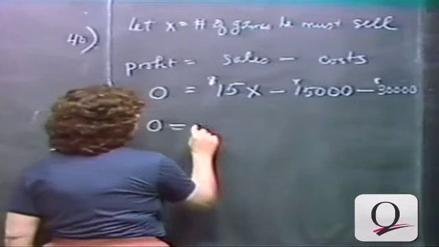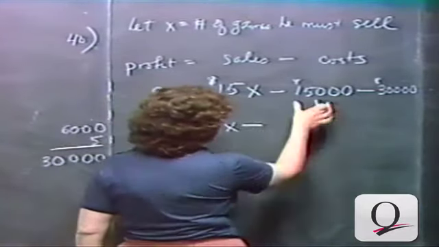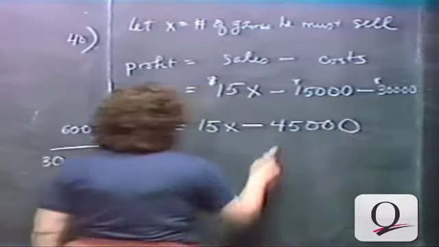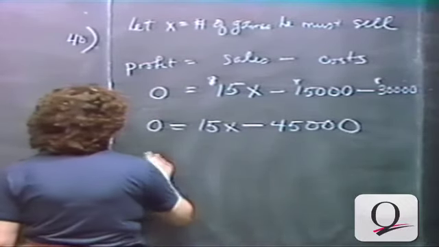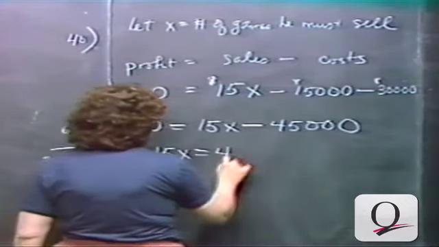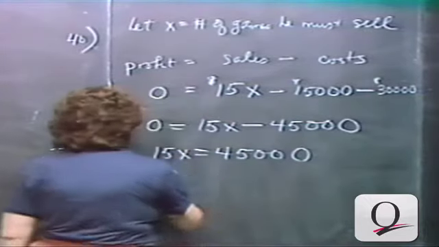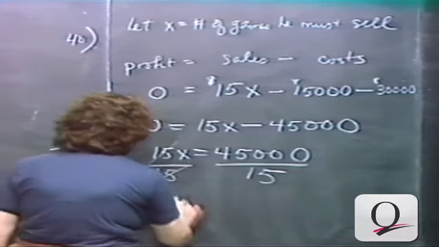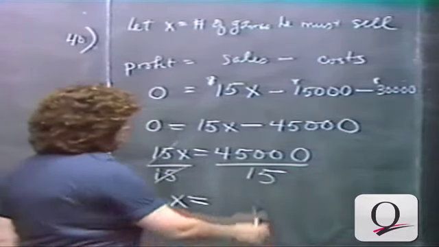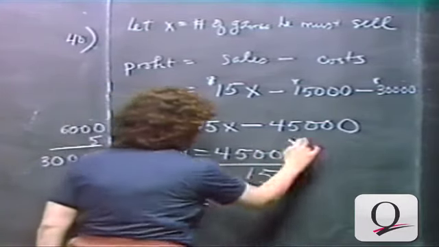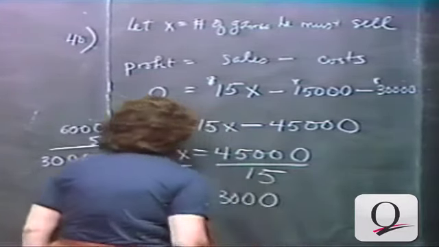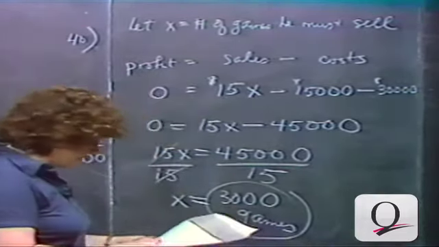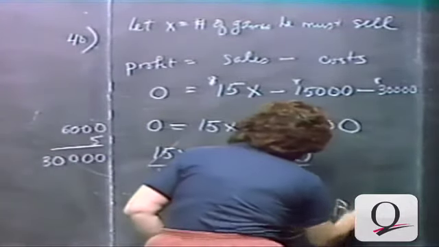So 0 is equal to 15X minus 15,000 minus 30,000, so minus 45,000. Or adding 45,000 to both sides, 15x is equal to 45,000. Dividing both sides by 15, x is equal to, 15 goes into 45 3 times, so we'd have 3,000. So he must sell 3,000 games to break even, and that's choice B on the test.